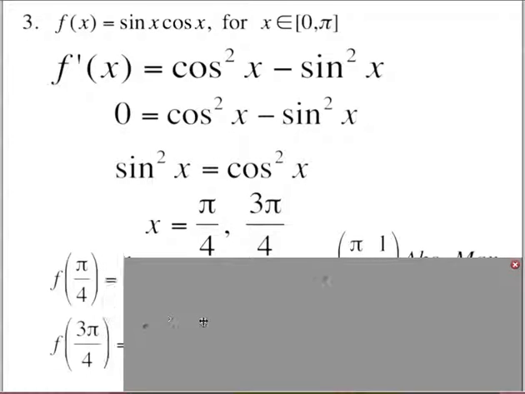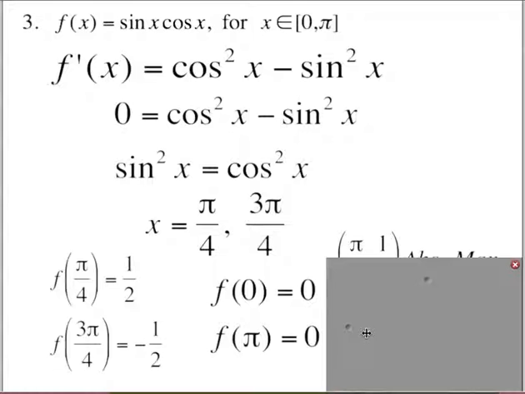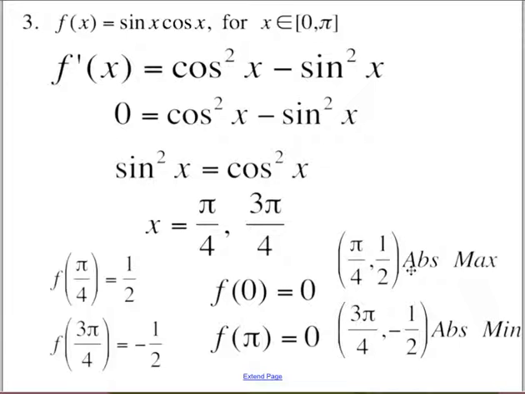I'm going to plug those into the original function. I get 1/2 and negative 1/2. And then don't forget to plug in 0 and pi. So both 0 and pi give you a y value of 0. And so then your absolute maximum is at pi over 4, 1/2, and your absolute minimum is at 3 pi over 4, negative 1/2.